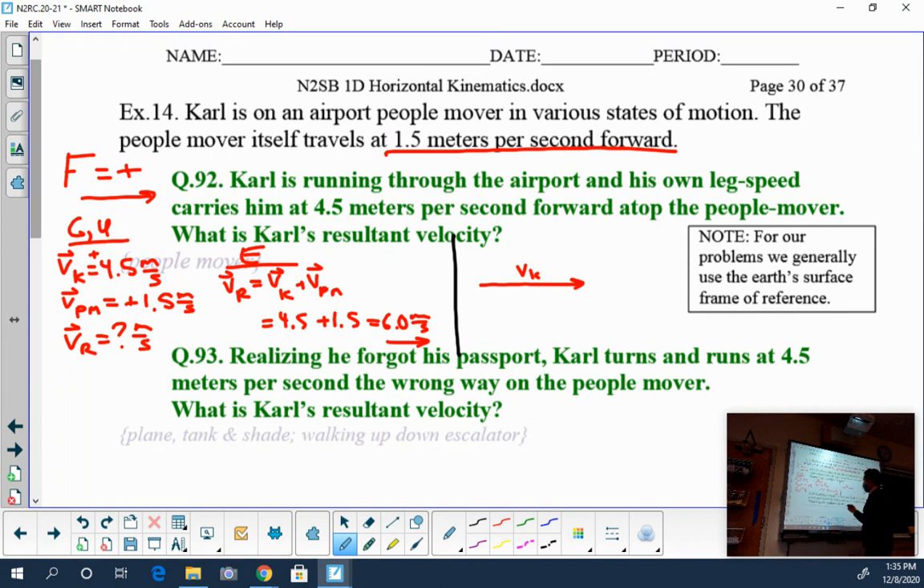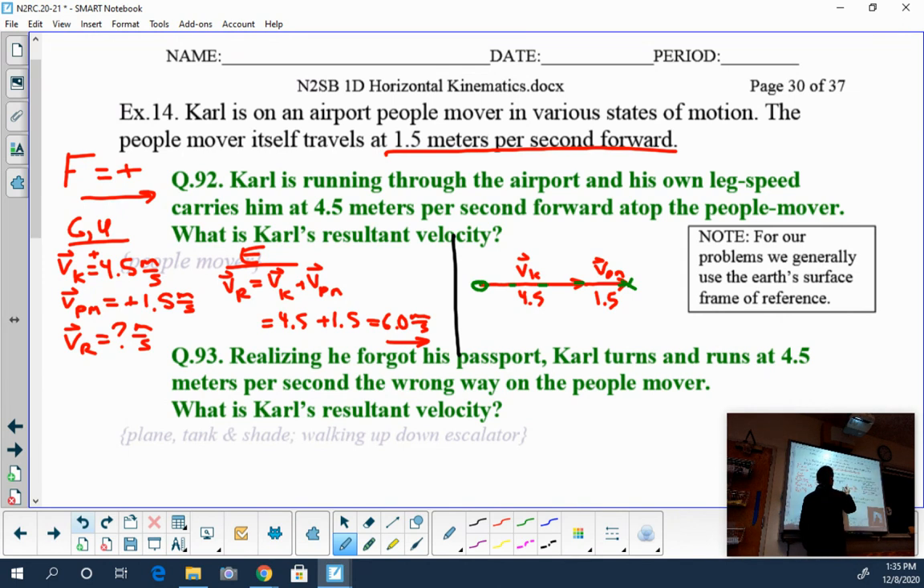But you know what? Why draw it? 1.5 is only a third of this, so it'll be short, like something like this. But why draw it here? We want this thing to be head to tail. So why not just straight away, boom, make it head to tail. There's another 1.5. There's the velocity of the people mover. His was 4.5. This was 1.5. Play that game. Circle the start. Exit finish. That was that finish.